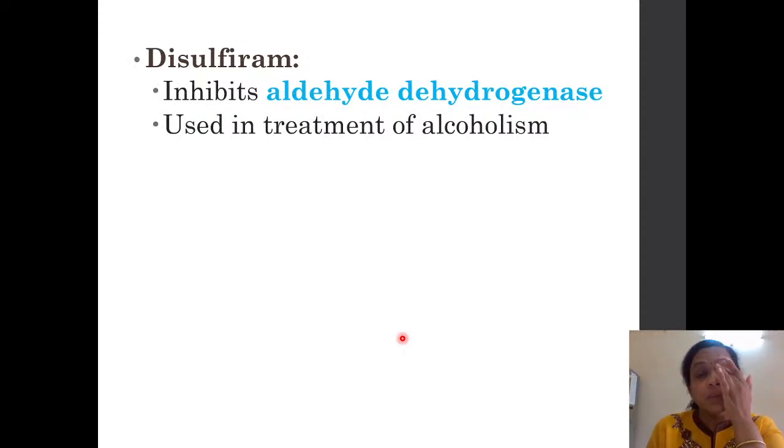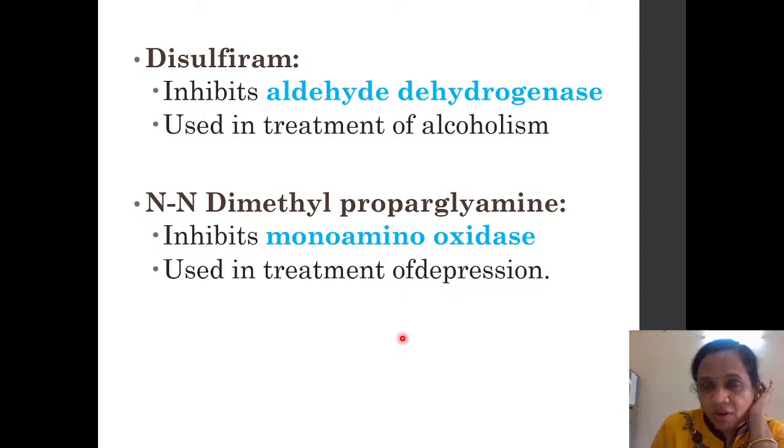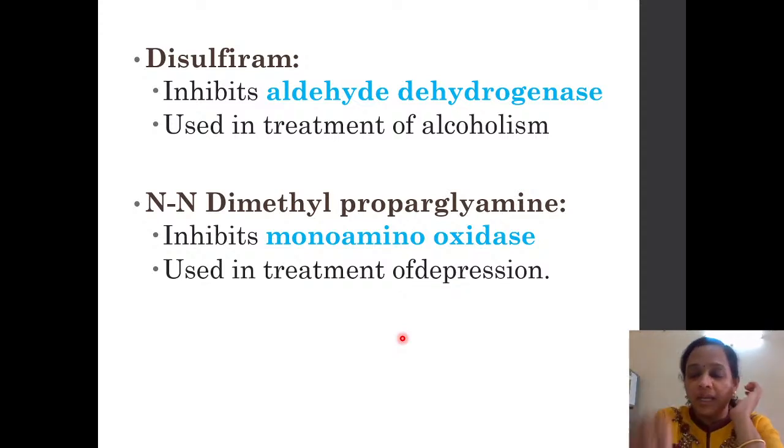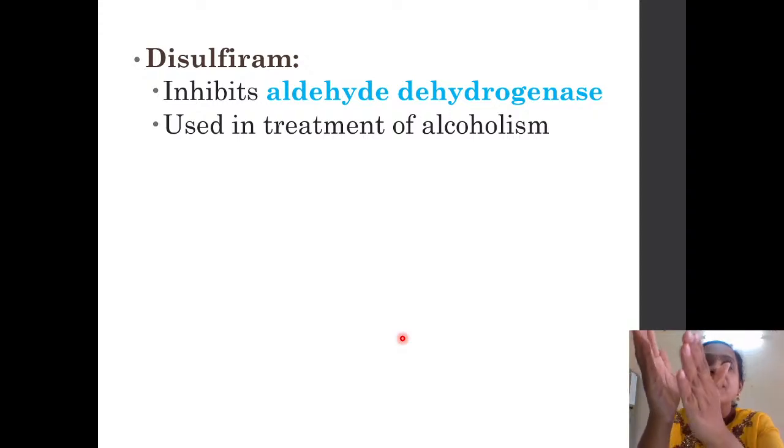Next, disulfiram. Disulfiram is an important drug used in de-addicting alcoholism. How can alcoholics be de-addicted? By giving disulfiram. When alcohol is consumed by the body, in the presence of alcohol dehydrogenase it gets converted to acetaldehyde. From acetaldehyde, it gets converted to acetic acid, and that is how it is eliminated.